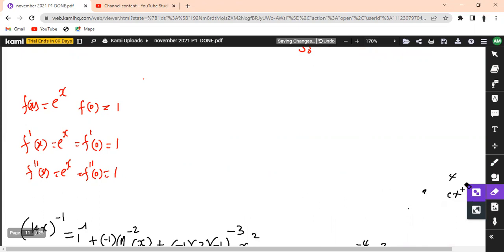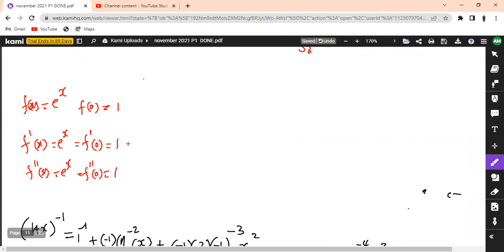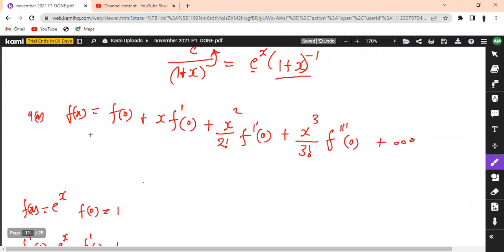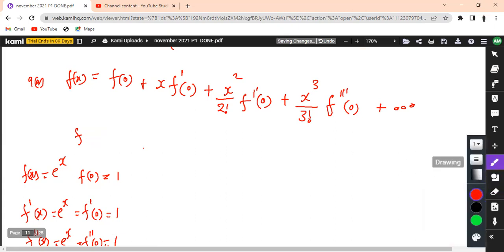Okay, so here let us take this part. From our Maclaurin's series we have got f of x, so let us just finish out so that we can expand everything. So f of x is going to be something of this nature here.